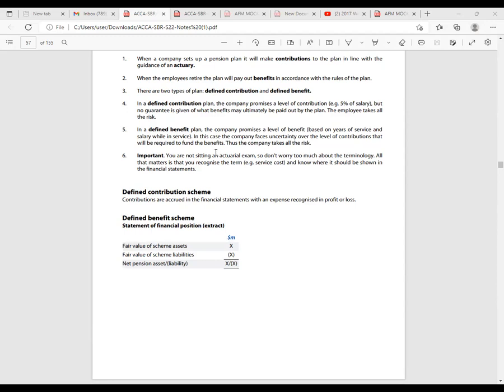Note number 6, which is very important for your exam. You are not going to sit for an actuarial exam. Actuarial exams are very difficult. That's why actuaries are very bright people. So don't worry too much about the terminology. All that matters is that you recognize the term, e.g. service cost, and know where it should be shown in the financial statements.